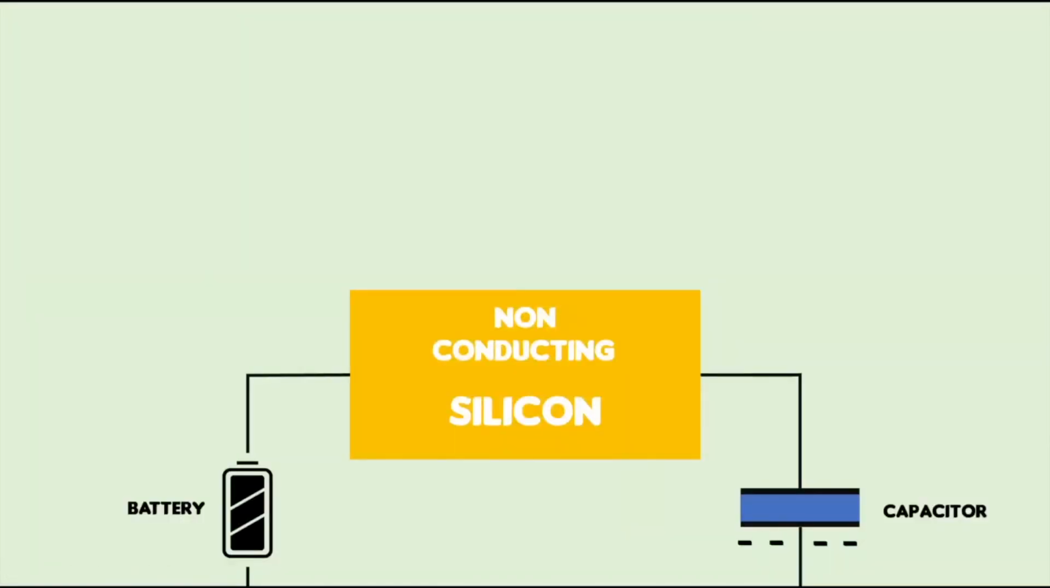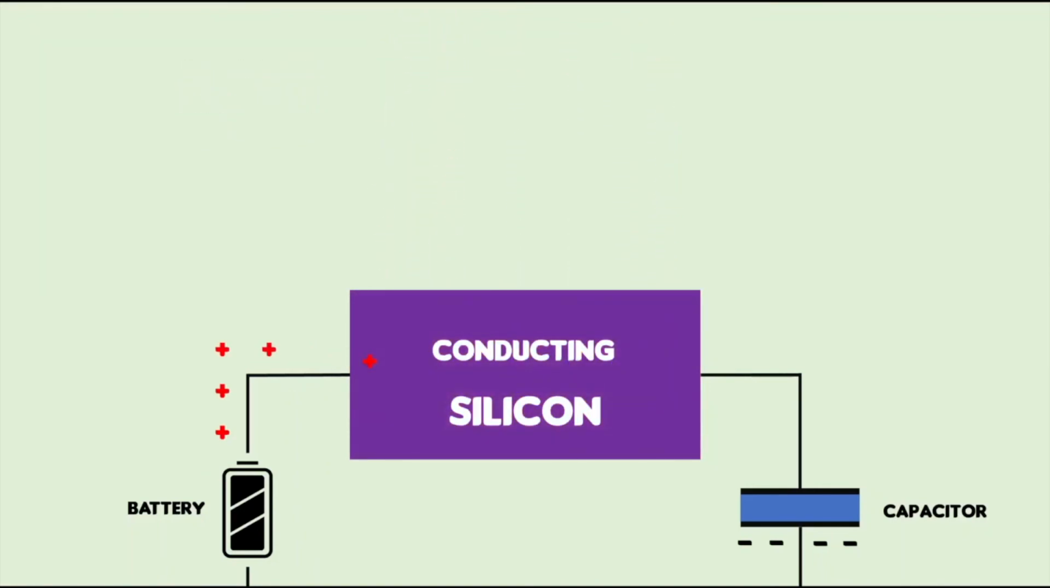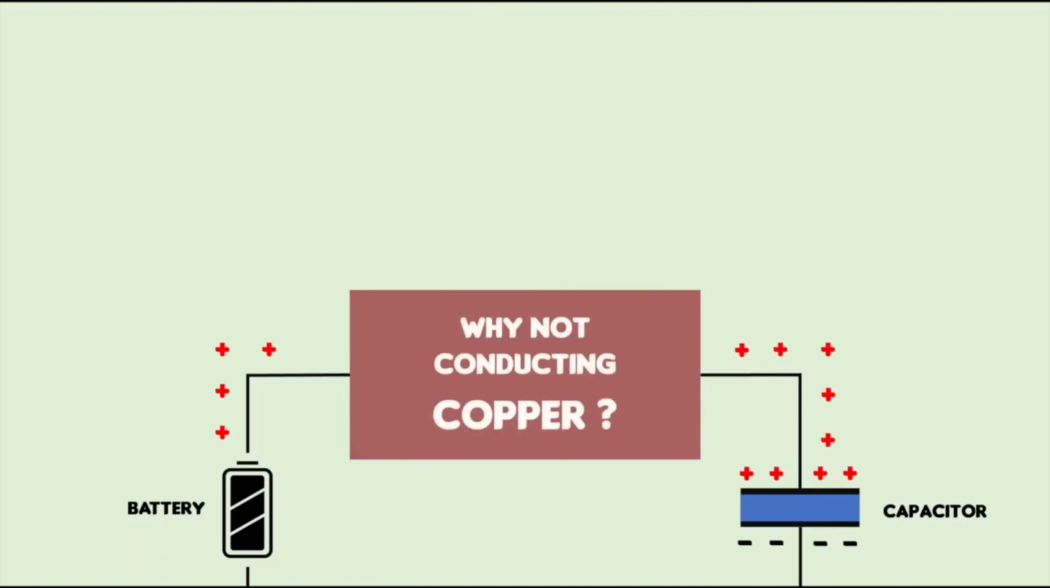Let's go back to the use of silicon chips in computer memory. Silicon is a material that is naturally non-conductive, so it will not allow current flow until it is introduced to impurities that make it conductive, thus creating a channel for charges to accumulate on the capacitor. But why not use a conductive material such as copper to start with?